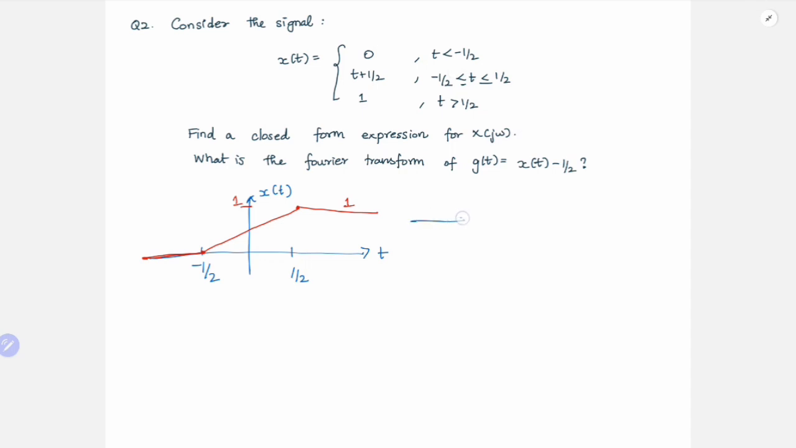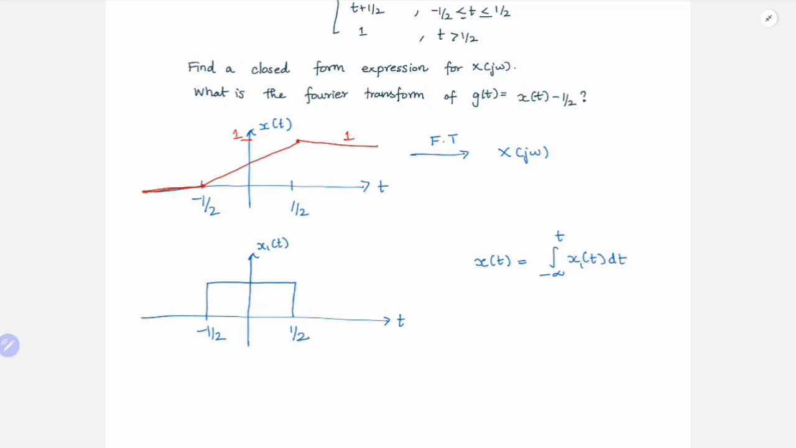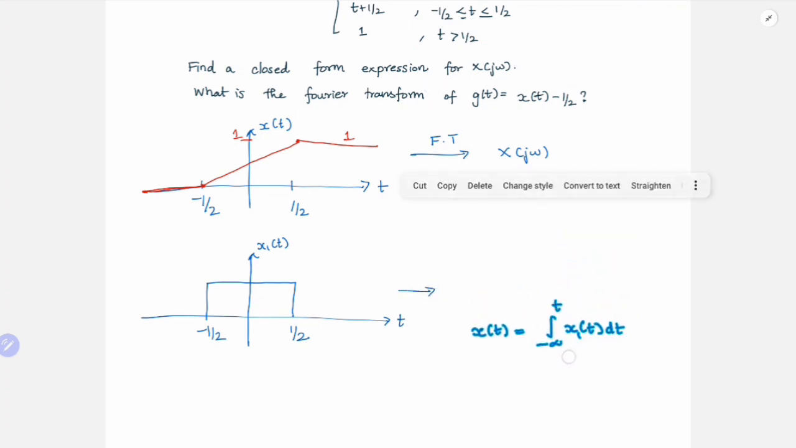So now we need to find the Fourier transform of this x of t, which is given by x of j omega. So I will just take another signal x1 of t, which is a square pulse. So minus half to half. If you see the relation between these two, you can observe that this x of t is nothing but integral of x1 of t. So x of t is nothing but integral minus infinity to t x1 of t dt, right?